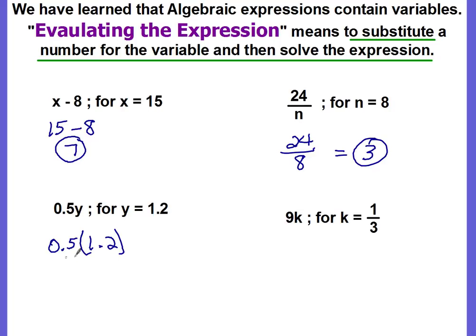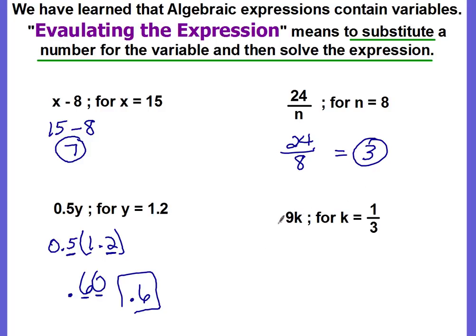And if you'll recall, to multiply decimals, forget about the decimals. Take them out. If we take them out, we have 5 times 12. And 5 times 12 equals 60. Go back in. There's one decimal place in this factor. There's one decimal place in this factor. That's a total of 2. So we need 2 decimal places. So our answer is going to be 6/10. Pretty easy, right? Let's try the next one.